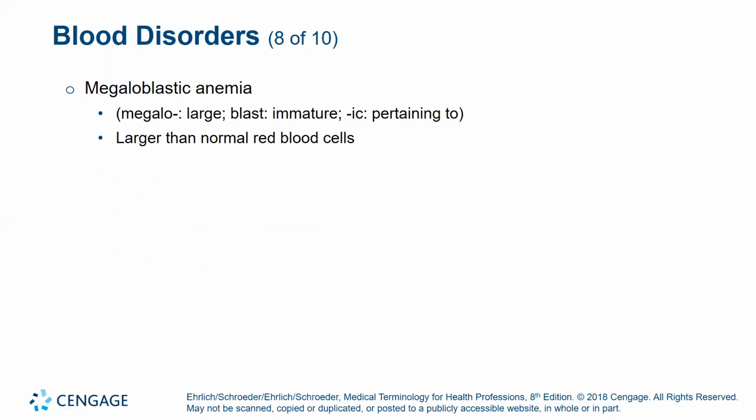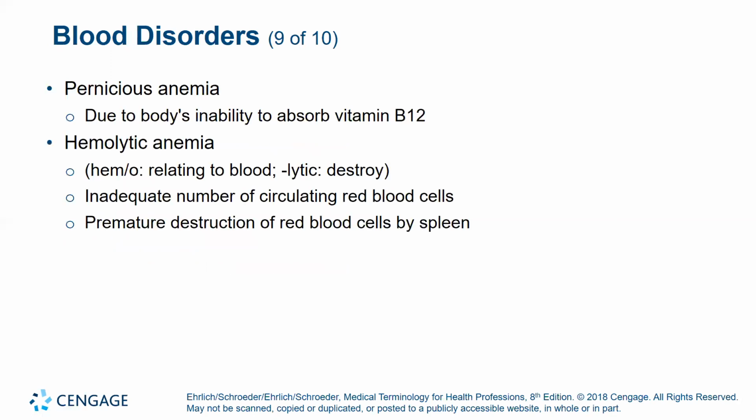This condition usually results from a deficiency of folic acid or vitamin B12. We have pernicious anemia. This is due to the body's inability to absorb vitamin B12. We have hemolytic anemia. Hemo relating to blood, lytic is to destroy. So this is an inadequate number of circulating red blood cells, premature destruction of red blood cells by the spleen.